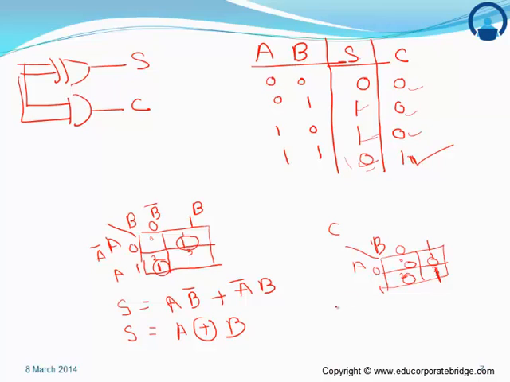That is, the equation for carry will be, this is A bar, this is A, this is B bar, this is B. So the equation for carry will be AB.